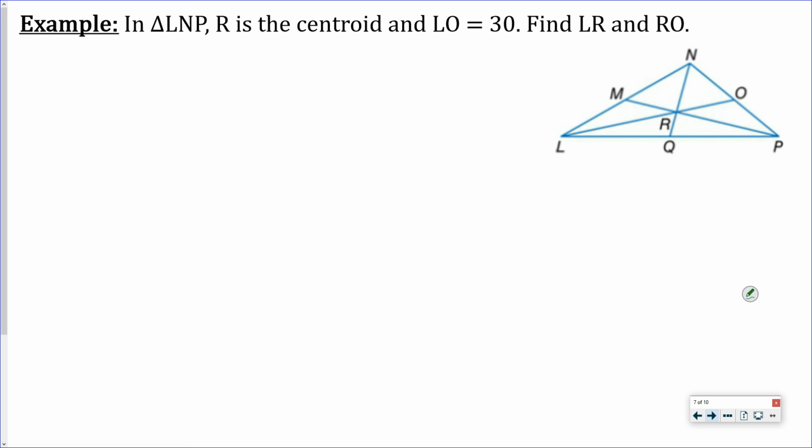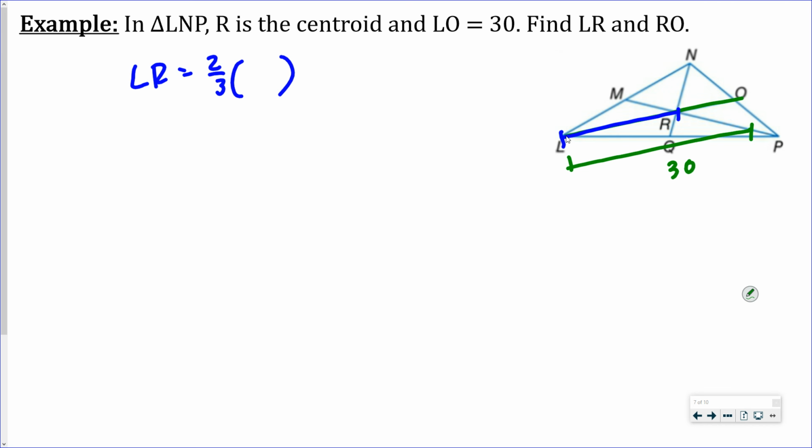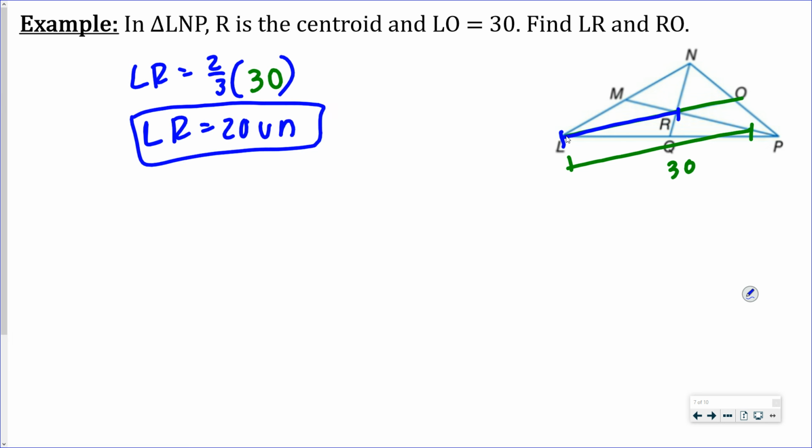Okay, for sake of time, LO, this whole median, is 30. So LR would be what of 30? 2/3. It's on the vertex side. What's 2/3 of 30? 20. Okay, using the little segment addition postulate, what does RO have to be? 10, right? Or we know RO is 1/3 of that segment, and 1/3 of 30 is also 10.